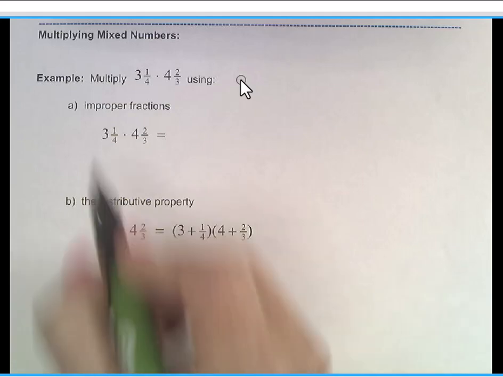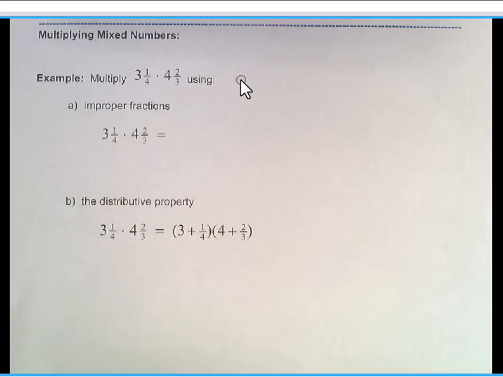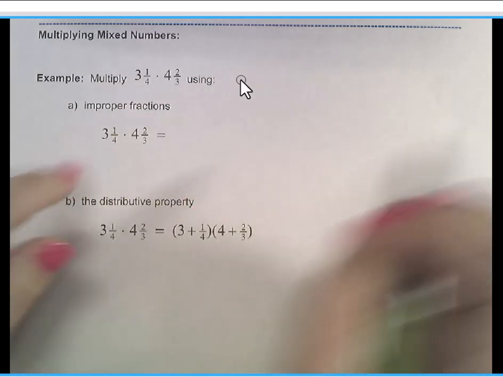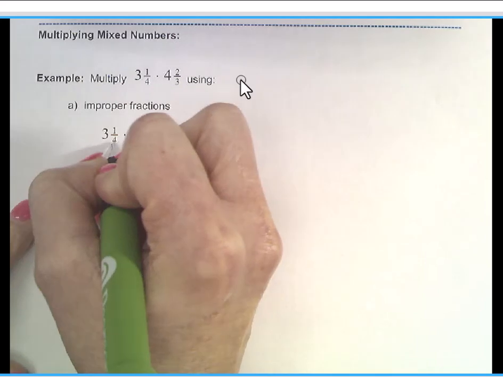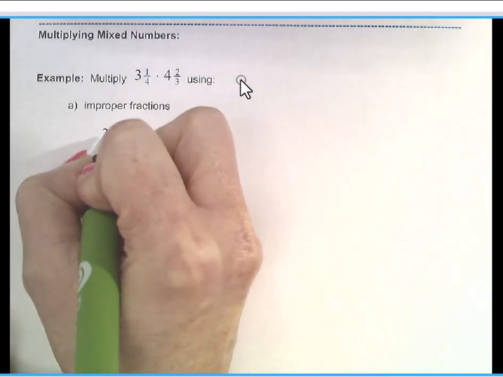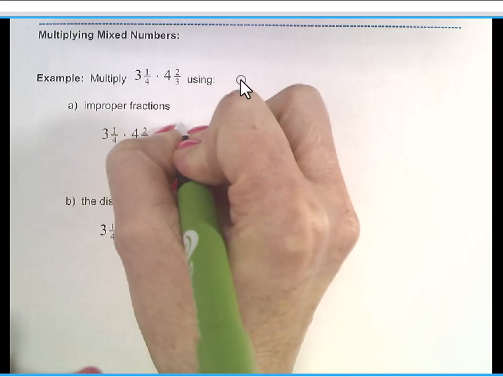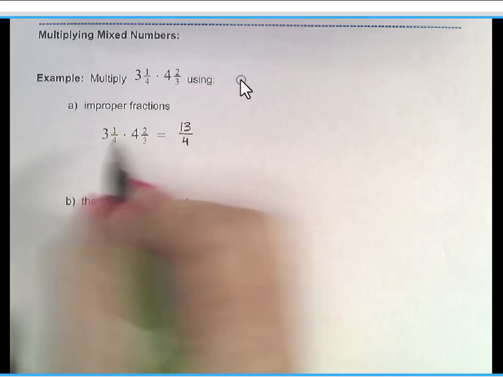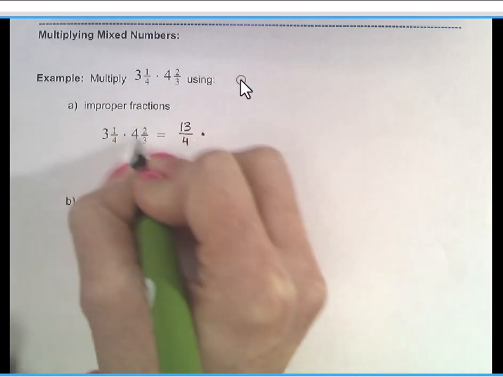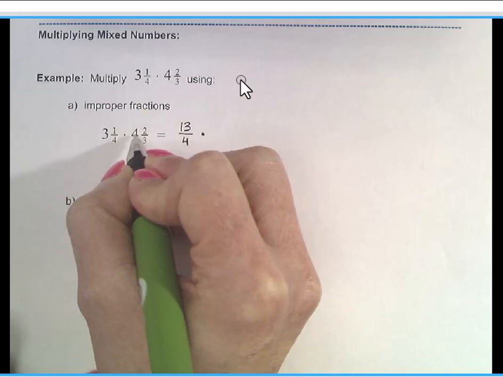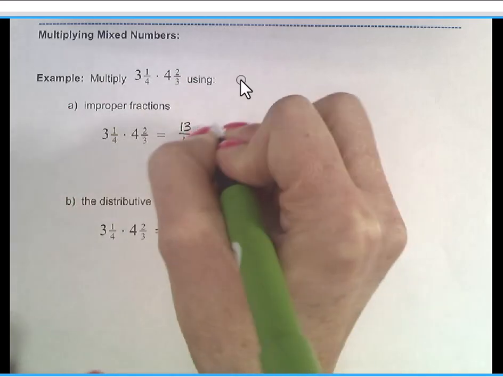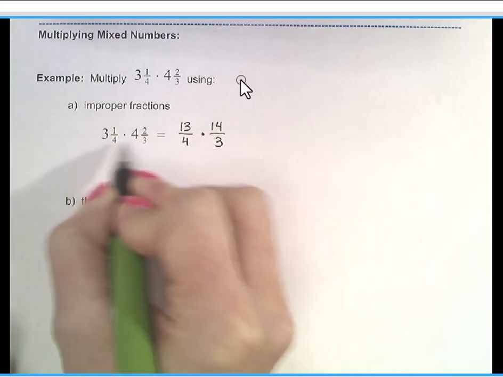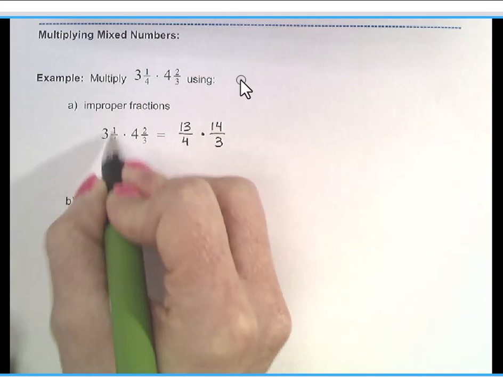All right, so 3 1/4 times 4 2/3. What we're going to do is convert them over to improper fractions, using our little popcorn method or whatever you want to call it. 4 times 3 is 12. 12 plus 1 is 13. So we're going to get 13 fourths. This is the fourths family here. Times, if we convert this one to an improper, 3 times 4 is 12, plus 2 more is 14. Thirds, because this one is thirds family. So remember the denominators will match what the little fraction part says.